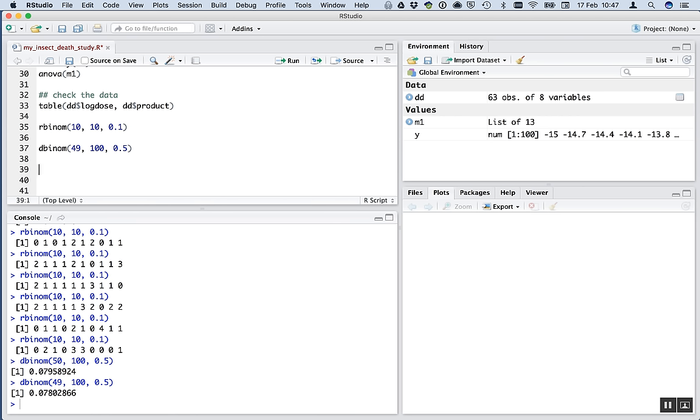Now, the other bit, when we do the GLM and say family equals binomial, the other thing that happens automatically is that R chooses the appropriate link function. And the default link function for a binomial model, as you know from the lecture, is the logit link function. And so it's worth just having a look graphically.